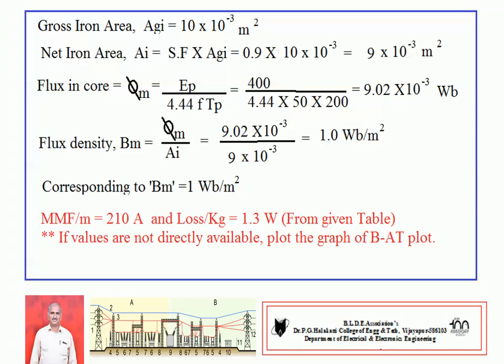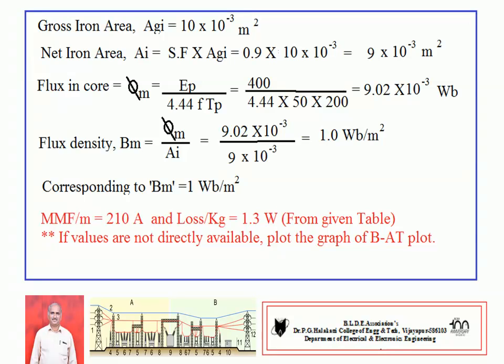AGI, the gross core area or gross iron area, is given as 10 into 10 to the power of minus 3 meter square. The stacking factor is also given. Then it is very easy to calculate AI, the net iron area. Once you know the net iron area, go for calculation of flux in the core.